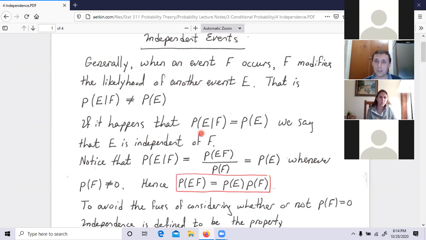Good? So make sure that you understand it's not like I toss away F. It's not like it's unimportant, but the probability is not registering this difference. So the probability of E given F is equal to the probability of E. That means that E is independent of F. Good?